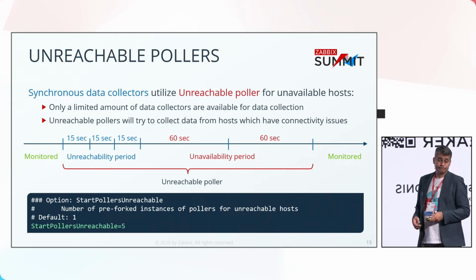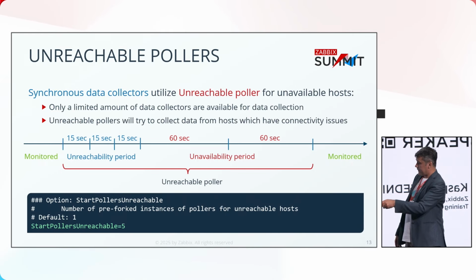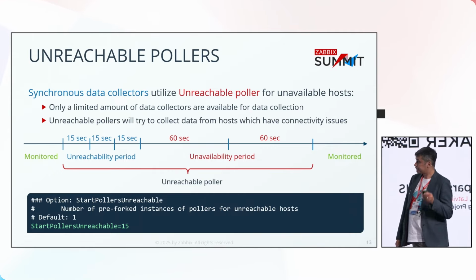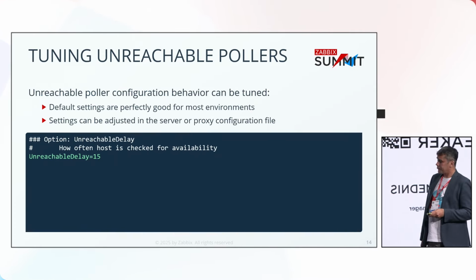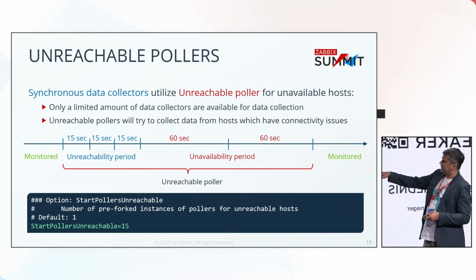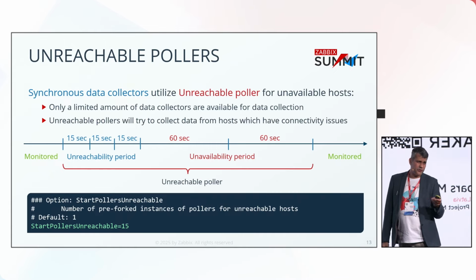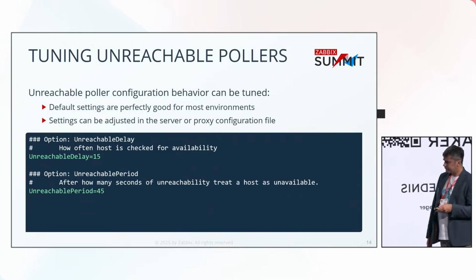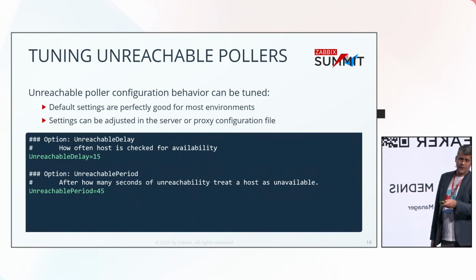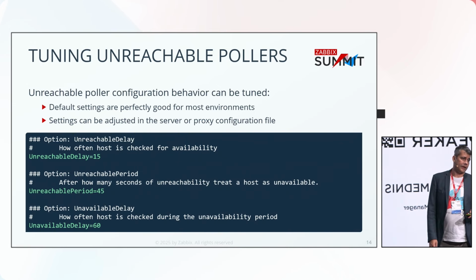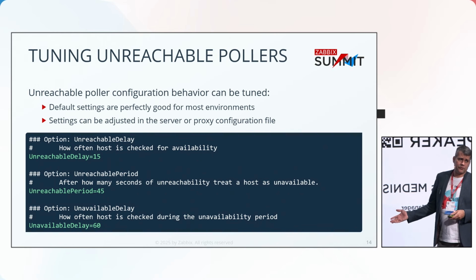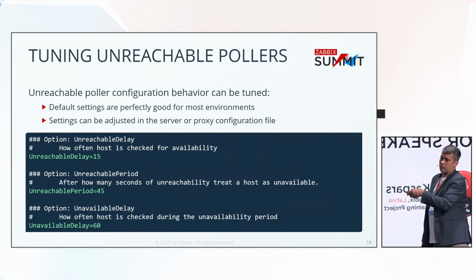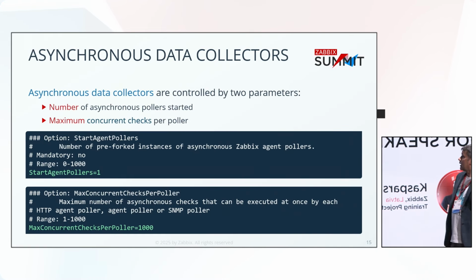How to tune them? Config parameter. Find the parameter, start pollers unreachable, 5, maybe 15. All those delays, on this screen you can see 15 seconds, 60 seconds. Can you tune it? Of course you can. You can change the delay, you can change the unreachable period, and you can change the unavailable delay. Should you do it? Up to you. For me, typically the default settings work just well, but it's up to you.